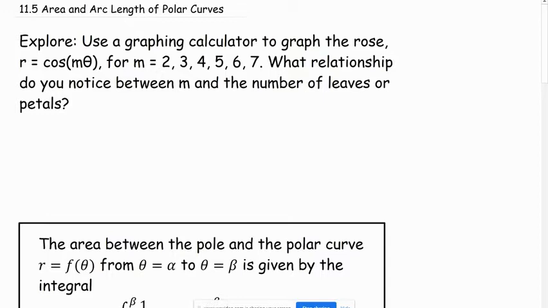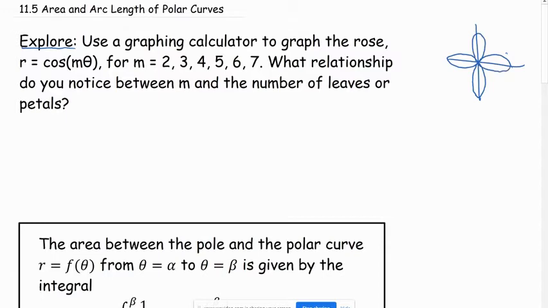Before we get into that lesson, I'd like you to explore one of the topics that we talked about last week, or in the last lecture. We graphed a four-petaled rose last week, and we found that it started like this, and it went to here, and then to here, and then to here, and so on, and created a four-petaled rose like that.